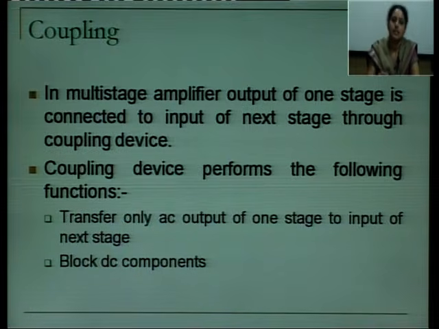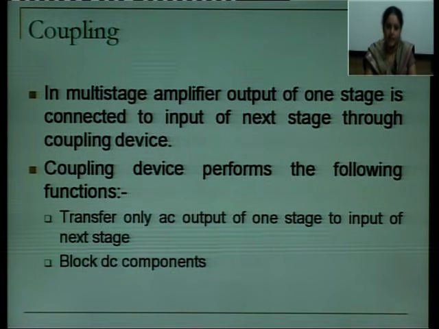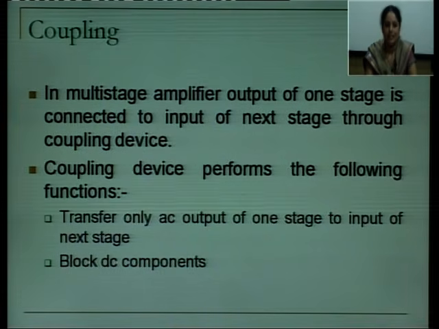Now, when these stages are placed in succession, they are not directly linked. The interaction between the first stage and the next stage is done by a coupling. When you have to interact the two stages, that is known as coupling. In a multi-stage amplifier, the output of one stage is connected to the input of the next stage through a coupling device.